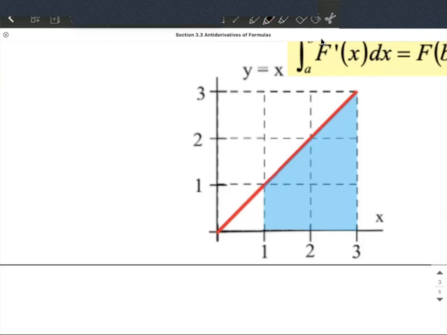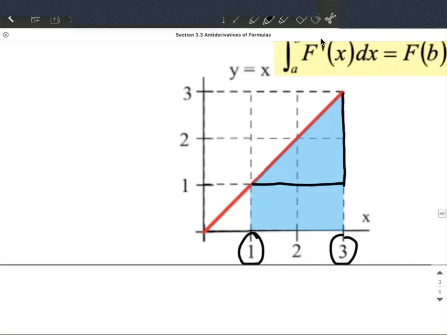So looking at the graph here, it's already been graphed. This red line is the line y equals x. We have x values of 1 and 3, so the shaded region in blue is what we're looking at. So the area here, what we can do is split this into a couple pieces, one being a triangle here, and that area is going to be given by what?